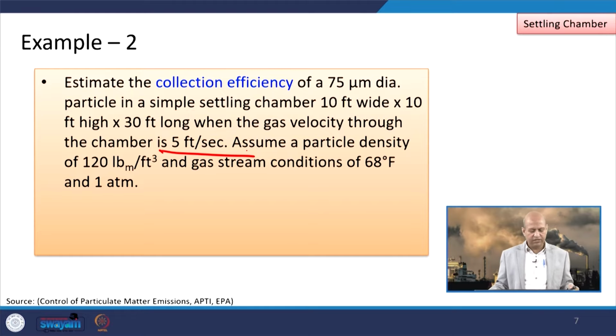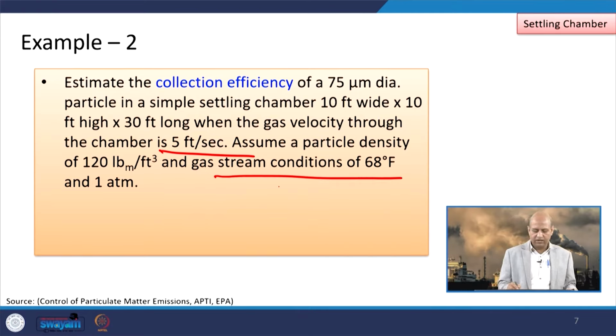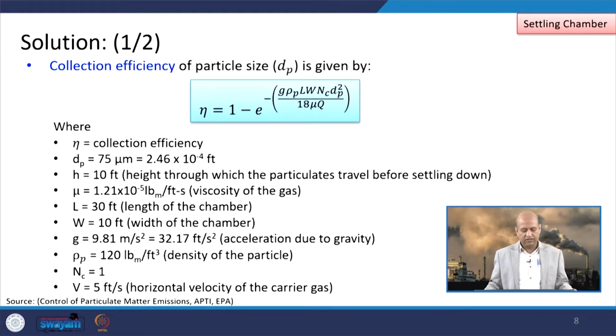5 feet per second is the velocity of the gas in the chamber, and the particle density is around 120 pounds per cubic feet. The gas stream conditions are 68 degree Fahrenheit and 1 atmospheric pressure. All these conditions are given.